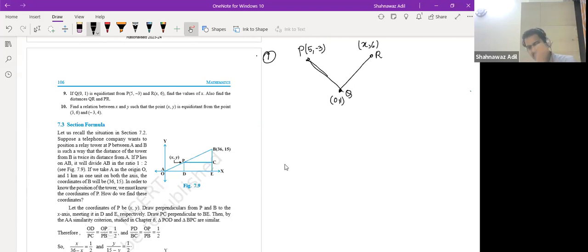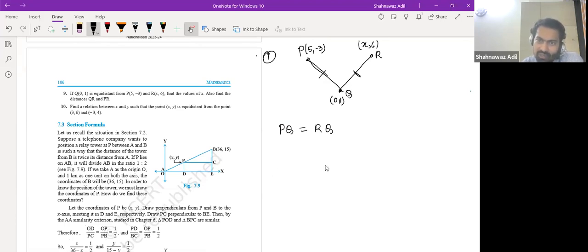So this question we have done it before, right? Think about this. This point Q is equidistant from P and R. What is the meaning of this? It means that PQ is equal to QR. Absolutely right. So PQ is equal to RQ, and we need to put the distance formula and solve by squaring. Good, absolutely right.